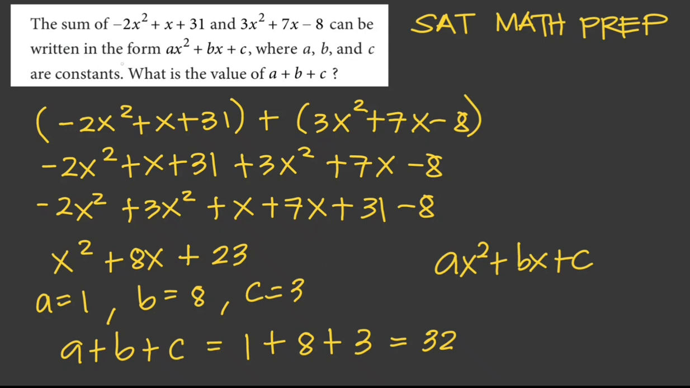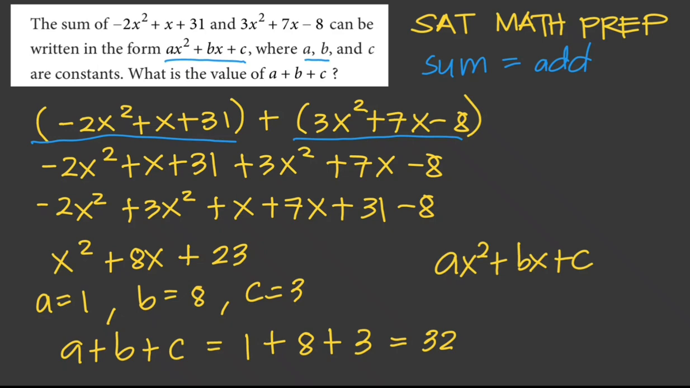So we're given this problem. The sum of negative 2x squared plus x plus 31 and 3x squared plus 7x minus 8 can be written in the form of ax squared plus bx plus c, where a, b, and c are constants. What is the value of a plus b plus c? So sum meaning we add up. So we just add this equation to this equation.